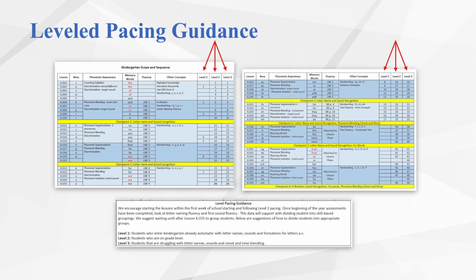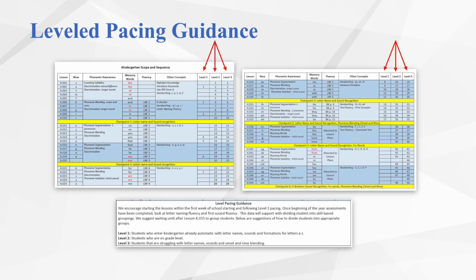When you reach word families, you may have a better understanding of the needs of your students and may decide that Level 2 pacing is a better option, or decide that skill-based grouping is what your students need. Before you switch to Level 2 pacing or decide on skill-based grouping, you want to gather some data points: letter naming fluency and first sound fluency.